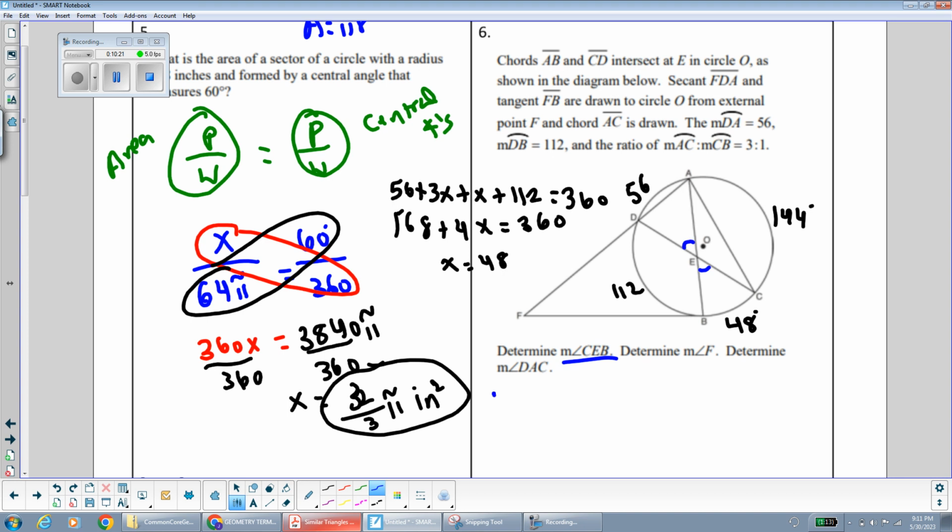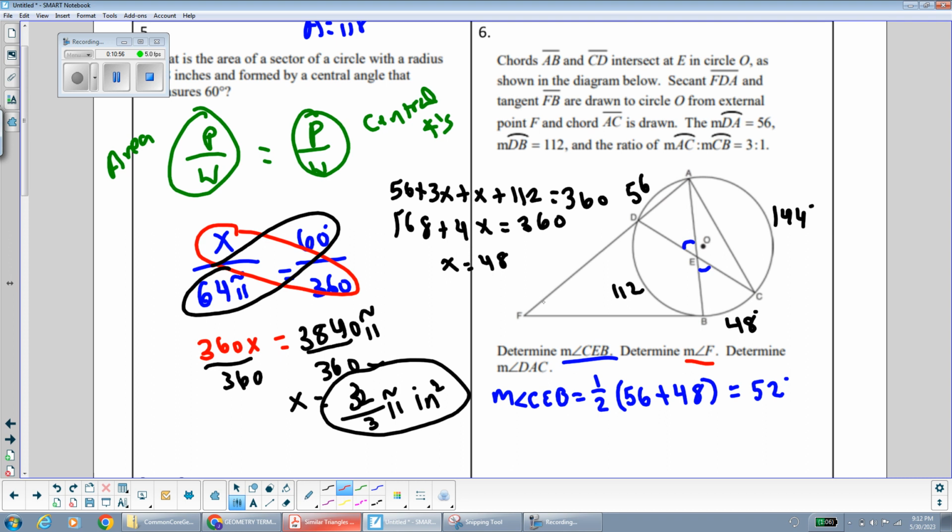So the measure of angle CEB, the measure of the vertical angles, are equal to half the sum of the intercepted arcs. This vertical angle opens up to the 56-degree arc, and this vertical angle opens up to the 48-degree arc. So on my calculator, let me do 56 plus 48 divided by 2. I got 52 degrees.